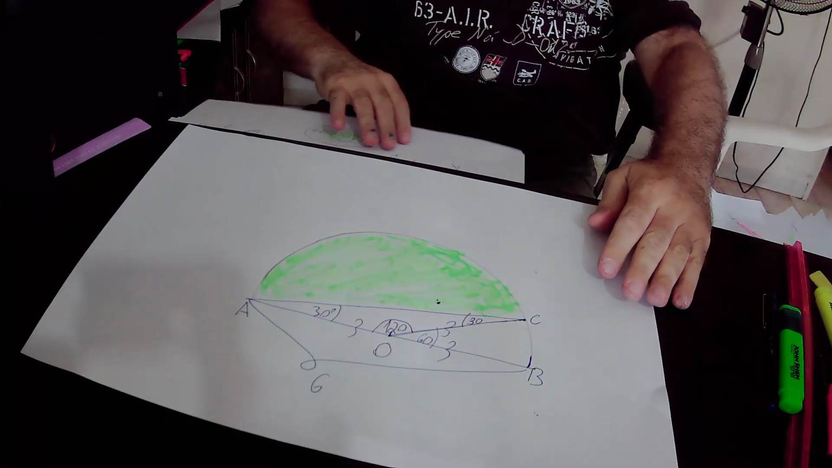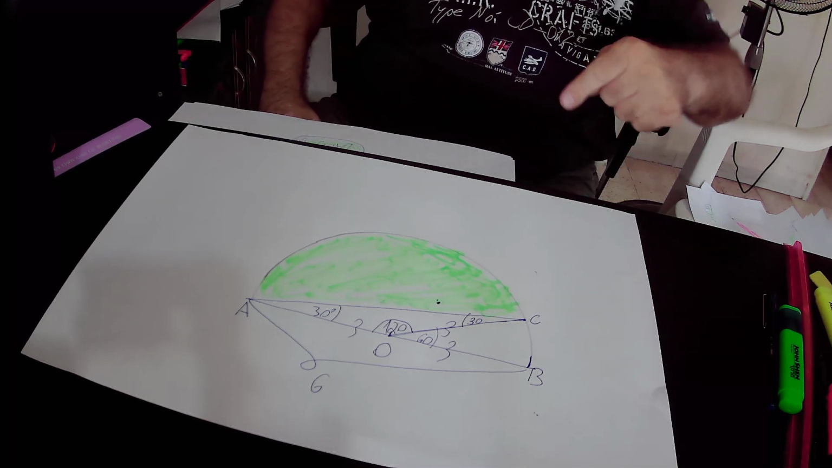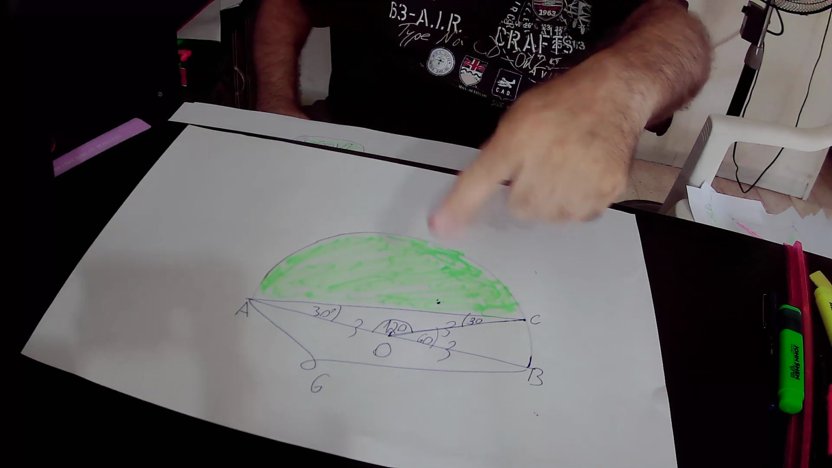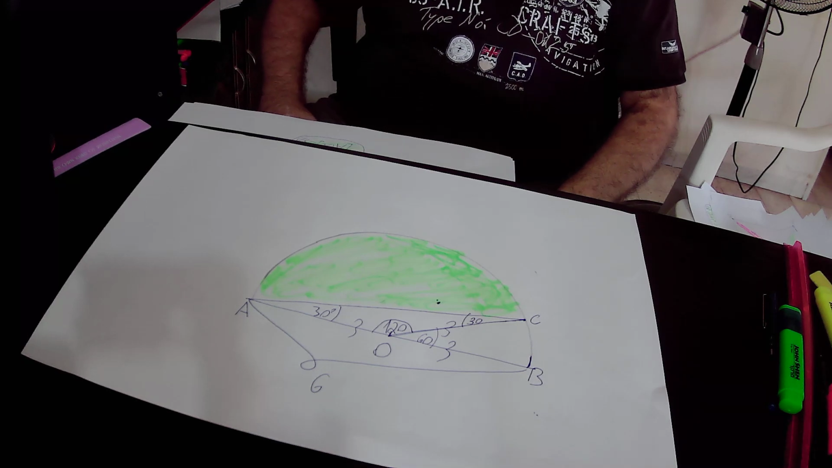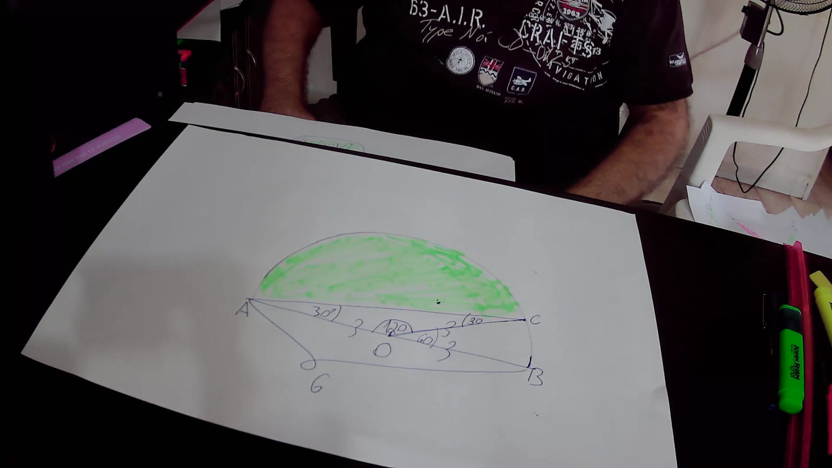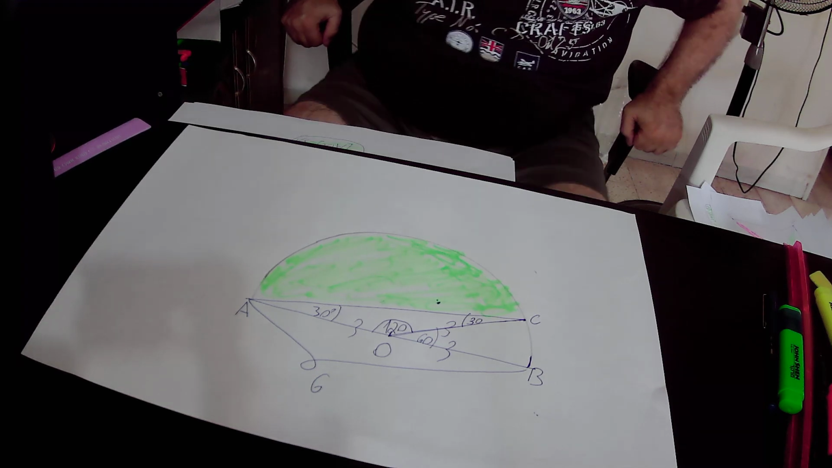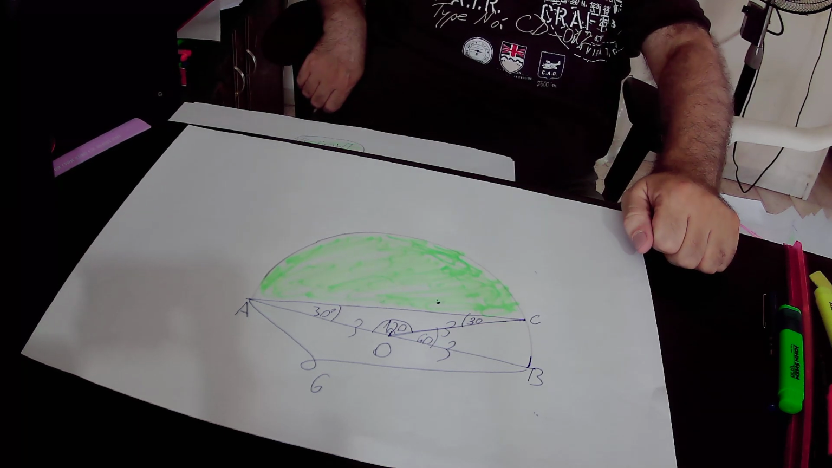In the drawing we have a semicircle. We know that angle BAC equals 30 degrees, and AB equals 6 units. AB is the diameter of this semicircle, that is equal to 6 units. So our mission is to find the area of the green shape.